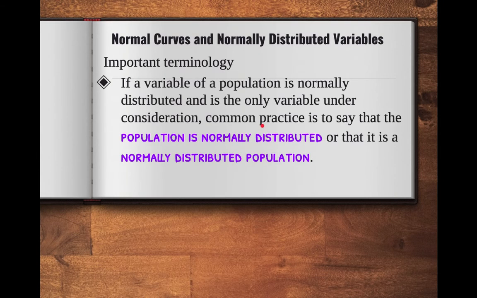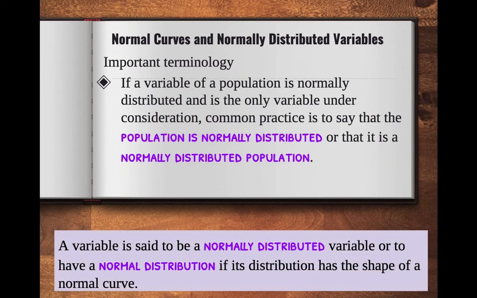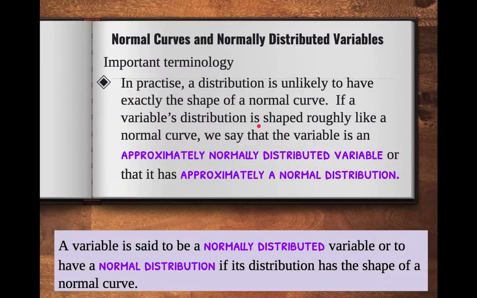So this is another one of these wonderful definitions. If a variable of a population is normally distributed and is the only variable under consideration, common practice is to say that the population is normally distributed, or that it's a normally distributed population. So what do I mean if the variable is normally distributed? That means the distribution has that bell curve shape, that shape of the normal curve. So if the variable is normal, we say the population is also normally distributed.